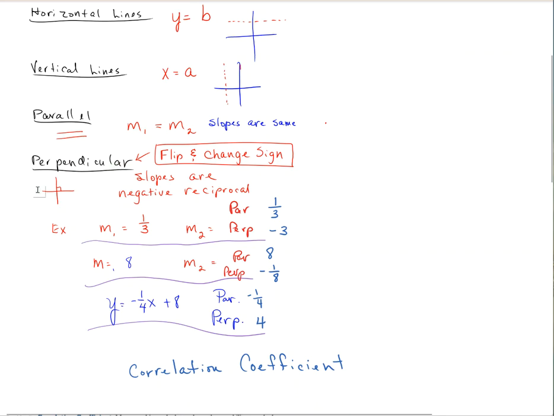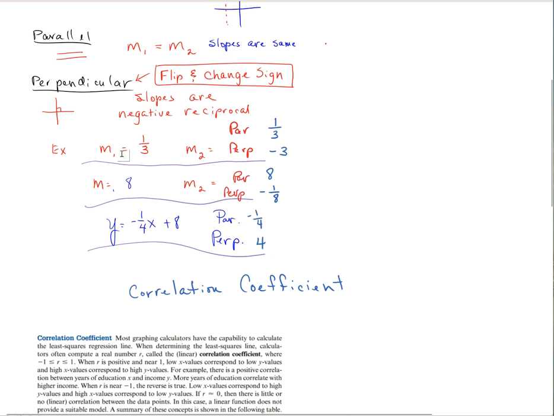Perpendicular, they intersect at right angles. And so slopes are negative reciprocals. The slopes you'll flip and change the sign. Let's look at a couple of examples. If you're given something with a slope of 1/3, then for a parallel line, of course, it's going to be 1/3. For a perpendicular, you're going to flip this, so it's 3/1, and change the sign to negative.